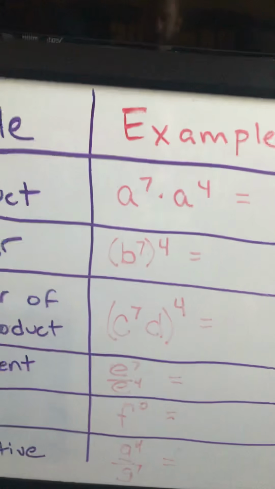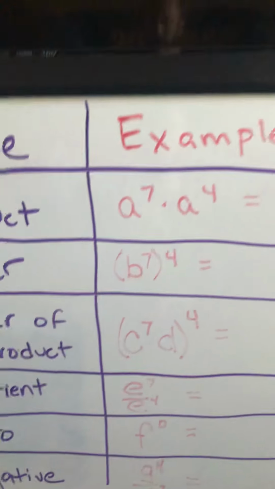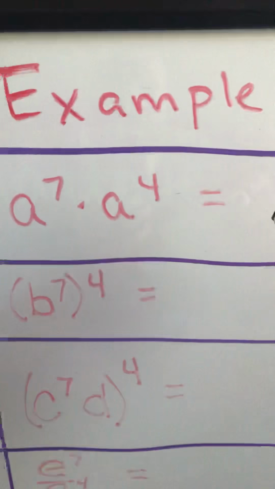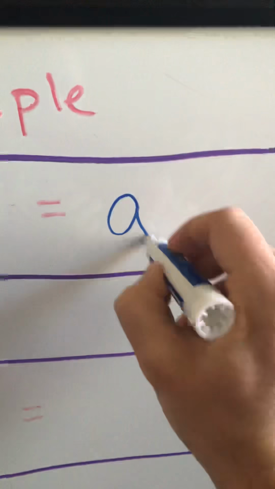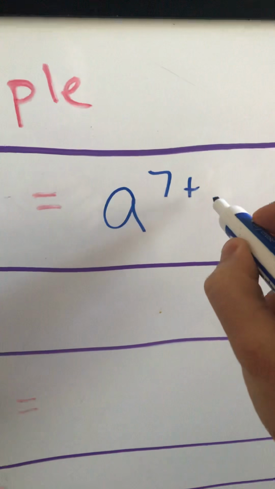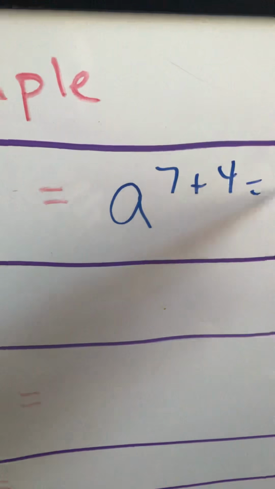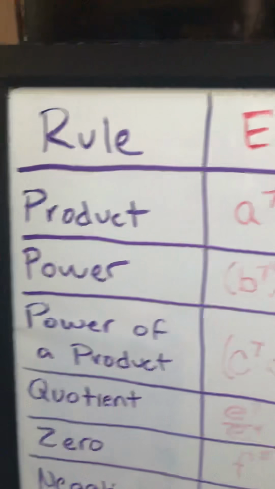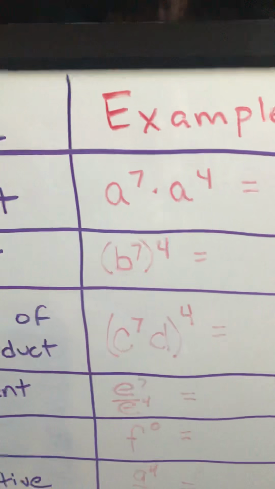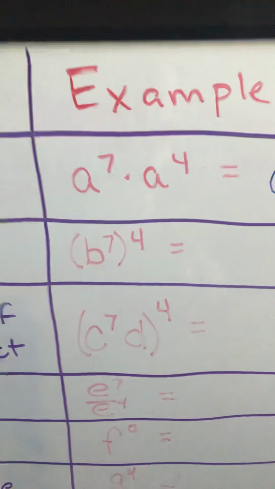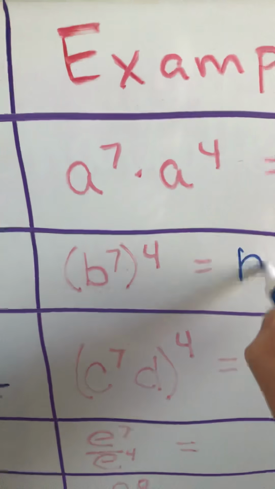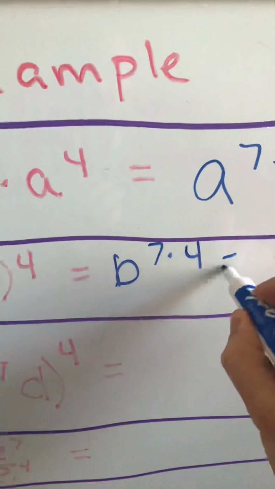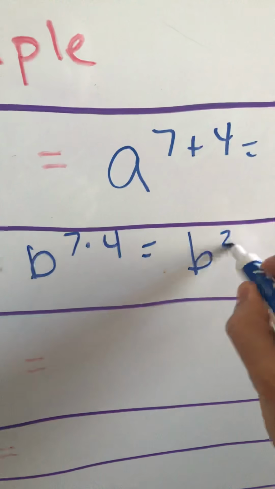For the product rule, if you have the same base, we have an a, you're going to add the exponents together. So we're going to have a to the 7 plus 4, the addition of 4, which is going to give us a to the 11th. For the power rule, we're going to multiply our numbers together. So for this one, we have b, and then we have 7 times 4. 7 times 4 is going to give us b to the 28th.